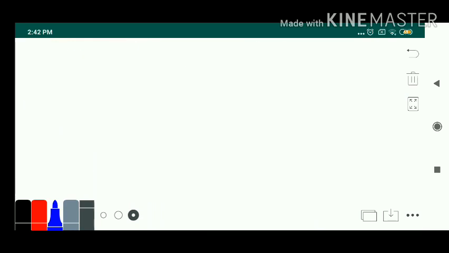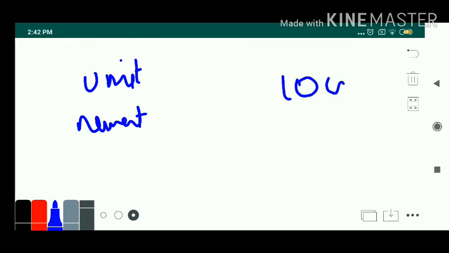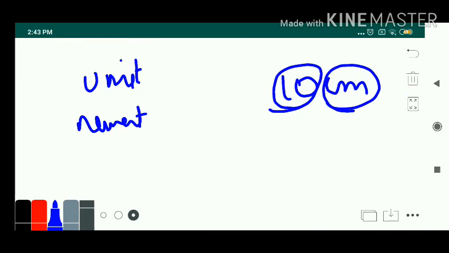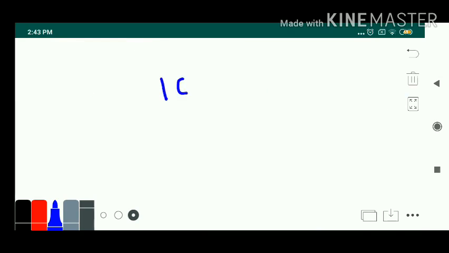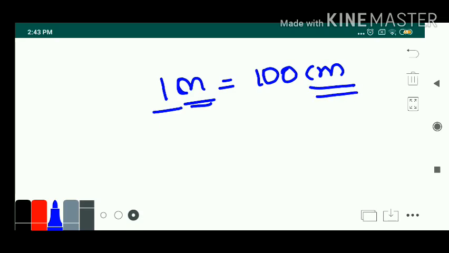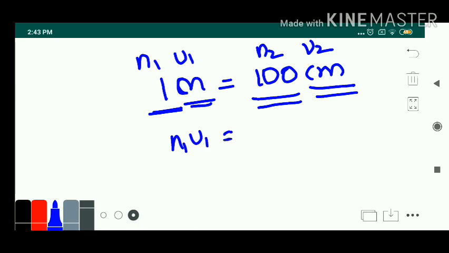So guys, the trick is that there is a unit as well as a numerical value. When I say 10 centimeter, here 10 is your numerical value and centimeter is your unit. So when I write 1 meter is equal to 100 centimeter, meter is my unit, centimeter is another unit, and 100 is my other numerical value. So let's say this is n1, this is u1, this is n2, and this is u2. That means I get a formula n1 u1 is equal to n2 u2.